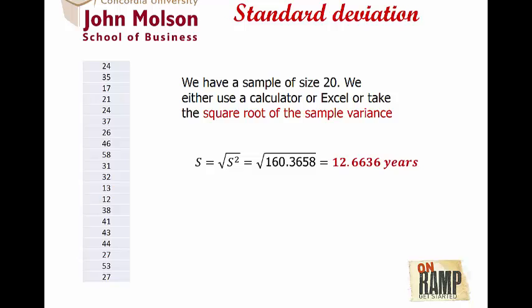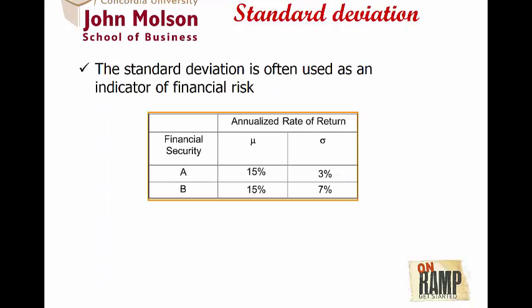But what is the use of standard deviation? The standard deviation is often used in finance, and it is an indication of financial risk. For example, I have the first financial security A, and the annualized rate of return is 15%, but here the standard deviation is 3%. That means there is a certain variation. It will not be 15% all the time, but it will be a little bit more, a little bit less.